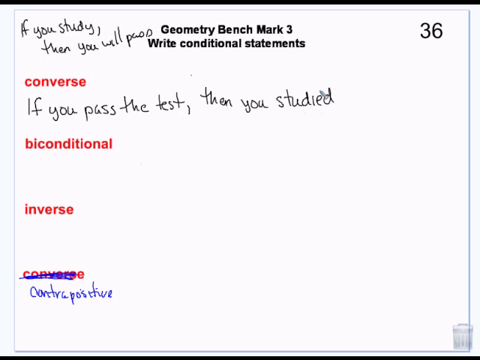Now, let's say the conditional statement is for a fact true. If you study, you will pass the test. That's true. The converse is if you pass the test, then you studied. Is it possible to pass the test without studying? Yeah. So this statement is not necessarily true, even though the first statement is for sure true. That's why I'm saying the converse and the conditional statement don't always have the same truth value. They might match, but then they might not. Now the biconditional: both the conditional and the converse have to be true.